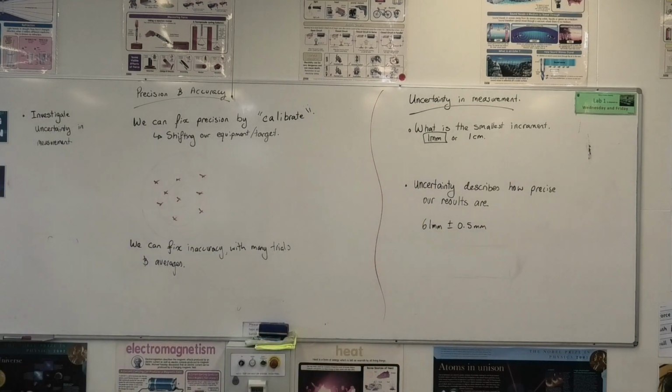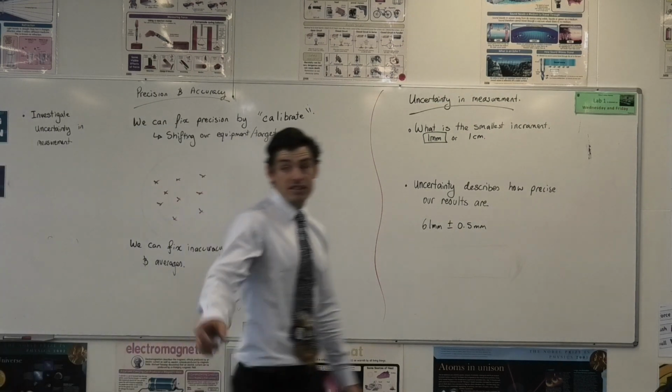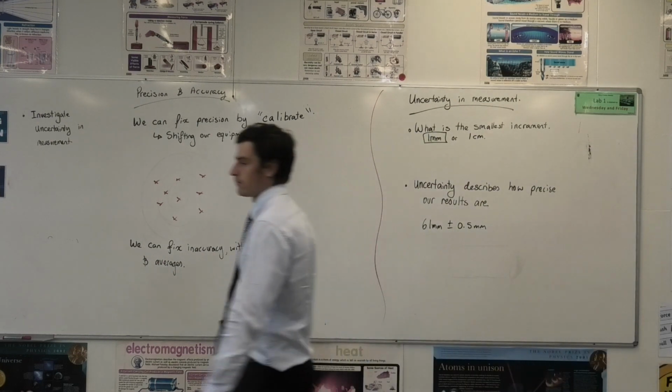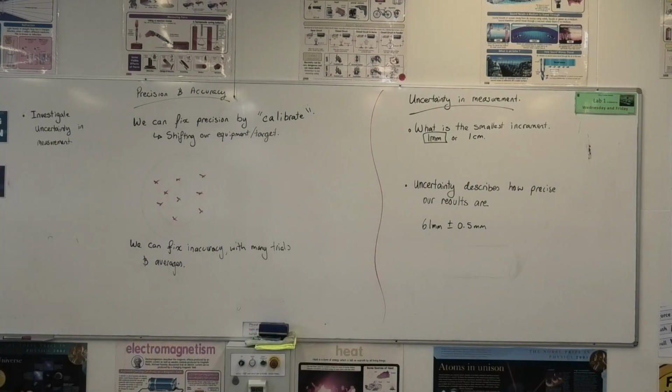Now every person in the room will have plus or minus 0.5 millimetres except for one. Who's the one? Alex. Alex, what's he going to have? Half a centimetre, so it'll be plus or minus 0.5 centimetres. Clear?